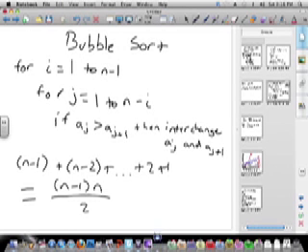Note that the bubble sort always uses this many comparisons because it continues even if the list becomes completely sorted at some intermediate step. Consequently, it's big theta n squared complexity.